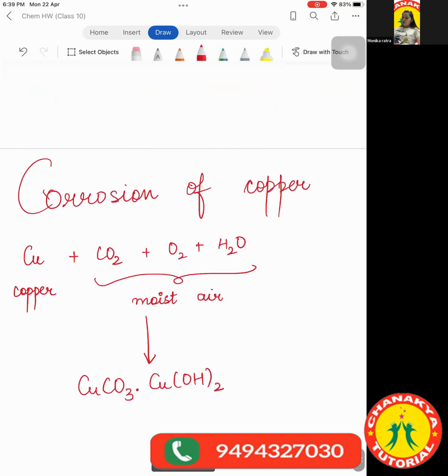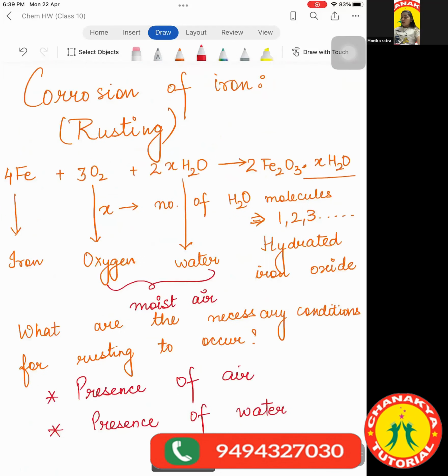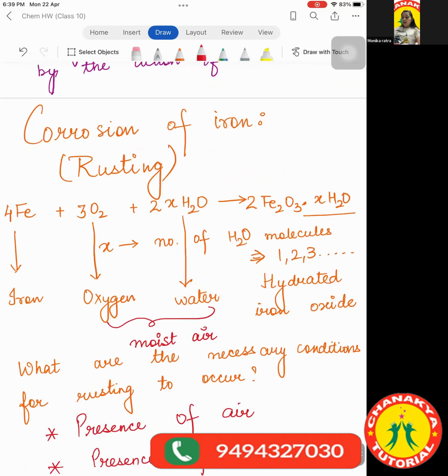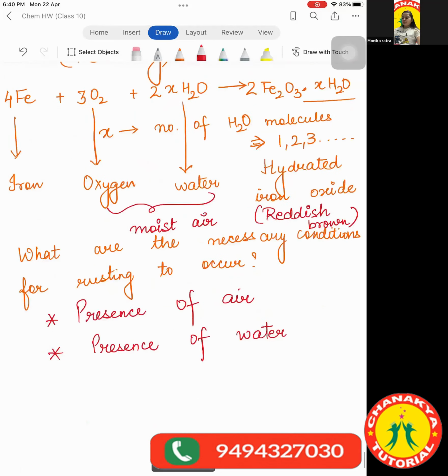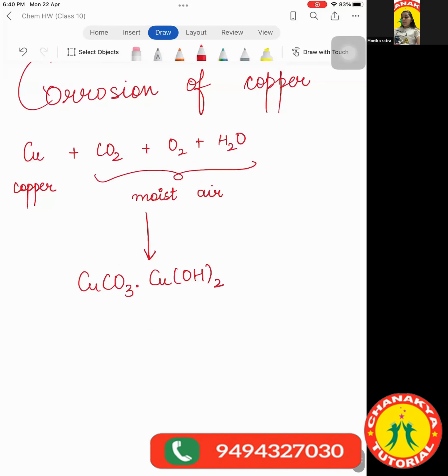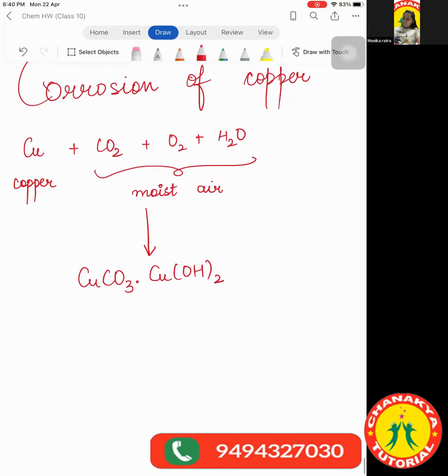Oh, I forgot to mention a very important thing over here. The color of hydrated iron oxide is reddish brown, because it is many a time asked that on keeping iron exposed to moisture for a long time, it develops a reddish brown coating. What is that reddish brown coating? In that case, you have to mention the reaction of corrosion of iron.